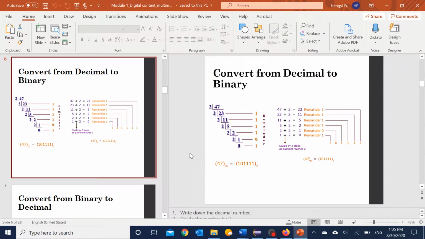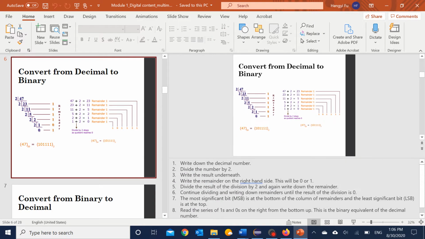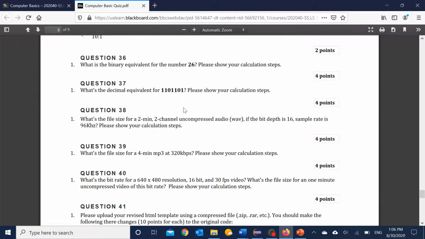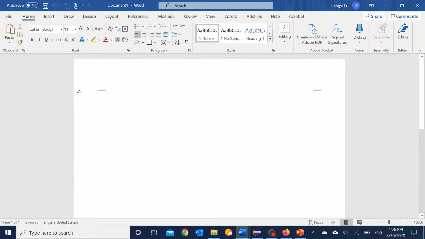This is an example of how to convert from a decimal number to a binary number. I have written down the calculation steps here, but let's come back to our question. Okay, the number is 26. So let me put the remainder here. The first step is divide 26 by 2. The result is 13, and the remainder is 0.